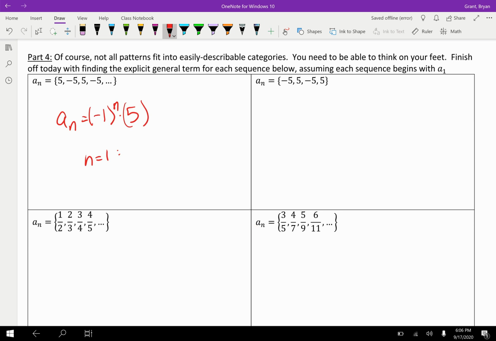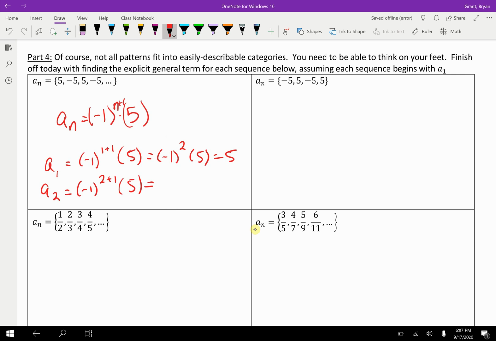Well, if n equals 1, that's going to be -1 to the first times 5, which is just going to be -5. But my first term's not negative. Do I have to do everything over? No, it's really easy. We just put a little +1 right there. Nothing bad. And then we try again. Okay, so if I wanted to find a sub 1, it's -1 to the 1 plus 1 times 5, -1 squared times 5, and -1 squared is +1. There we go. And if you wanted, you could try 2 in there. All you're going to see is the same thing as before. This is just going to be a -1 now, right? -1 to the third, which gives us -5.